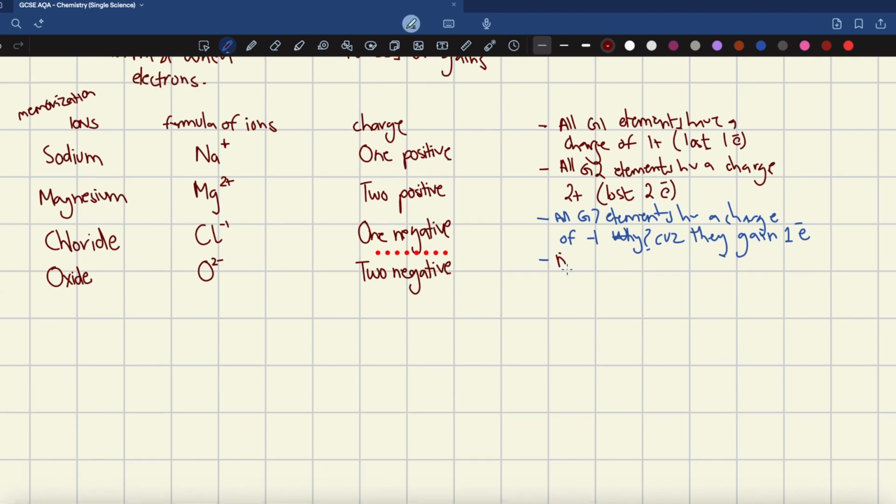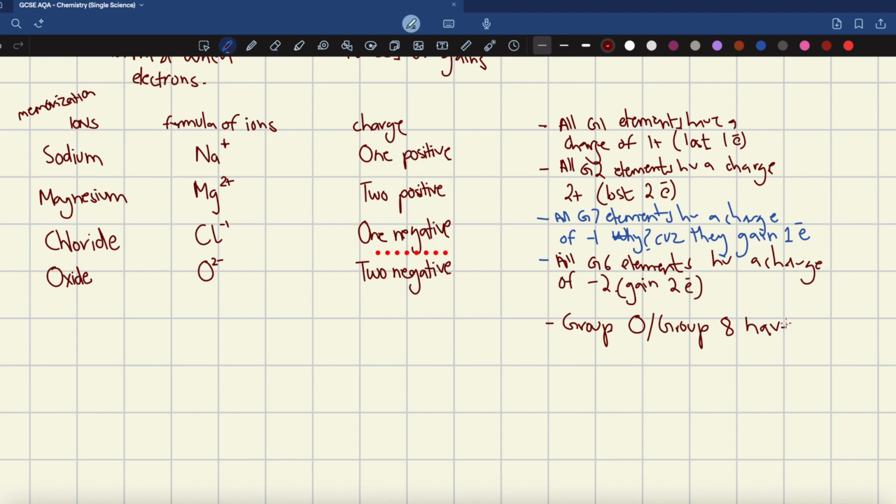And all group 6 elements have a charge of -2. Why? Because they gain 2 electrons. And group 0, that is right after group 7, also known as group 8, group 0 and group 8 elements don't form ions. Just know this as of yet. Perfect.